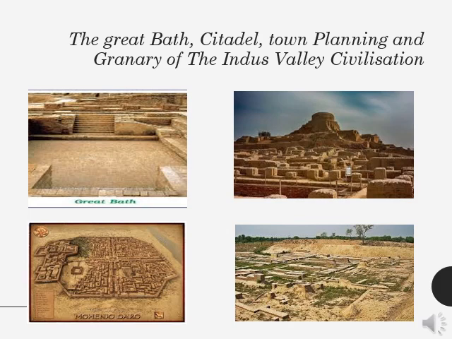So children, on this slide you can see a few pictures. These are the ruins of the Indus Valley civilization. You can see a picture of the drainage system, a picture of a full-fledged town also, and a picture of the public bath also. So that's all about the town planning of the Indus Valley civilization.